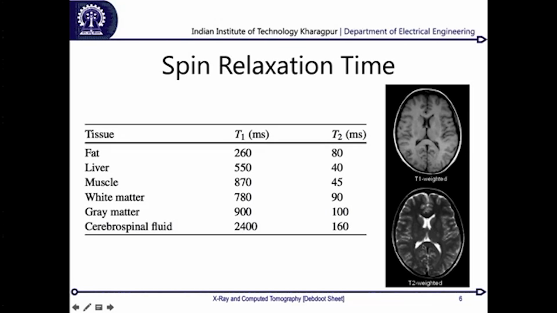And compare that with the CSF, which fills up this intermediate cavity over here in the brain. Now, the CSF has a much higher value for both T1 and T2, so you would be seeing these differences. But in T1 weighted, since this is a difference image between my T1 time and T2 time, that is why it comes out as dark over there.